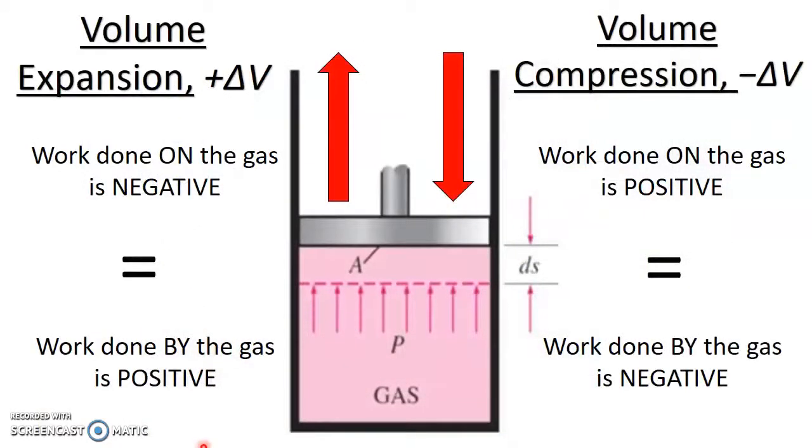As mentioned earlier, when we push the piston downward, or by compressing the volume of the gas, the work done here is going to be a positive work. Work done on the gas is positive. However, the work done by the gas will be a negative work. Moving on, if we pull the piston upward, we are expanding the volume of the gas. The work done on the gas will be negative and the work done by the gas will be positive.